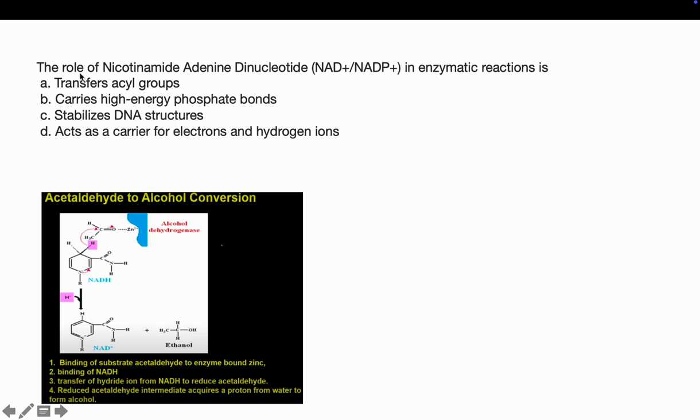Next question is: the role of nicotinamide adenine dinucleotide, that is NAD or NADP, in enzymatic reaction is what? The options are transfer of acyl groups, carries high energy phosphate bonds, stabilizes DNA structures, and option D is act as carrier for electrons and hydrogen ions.